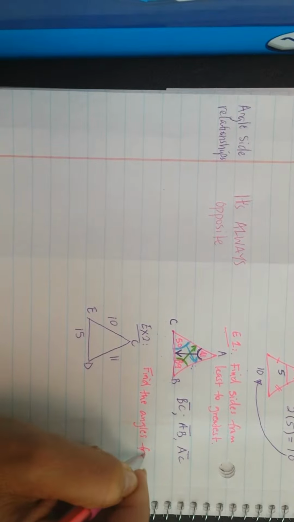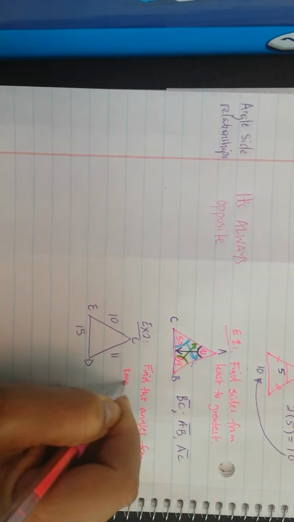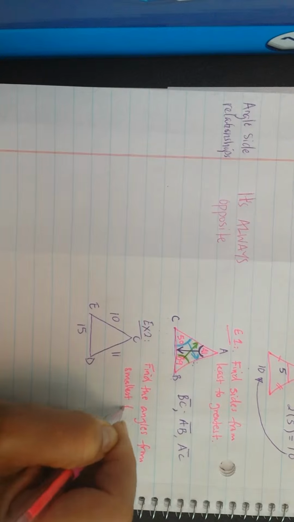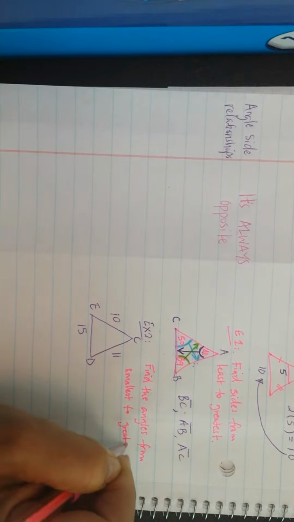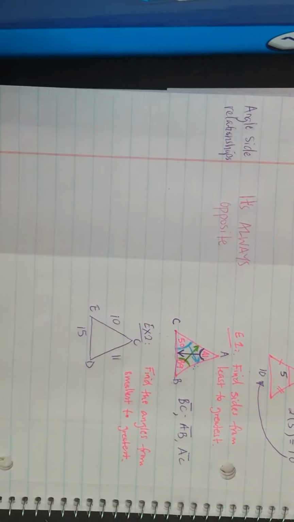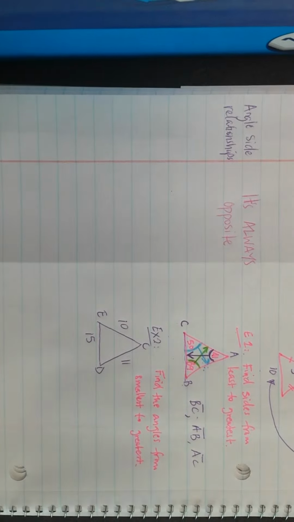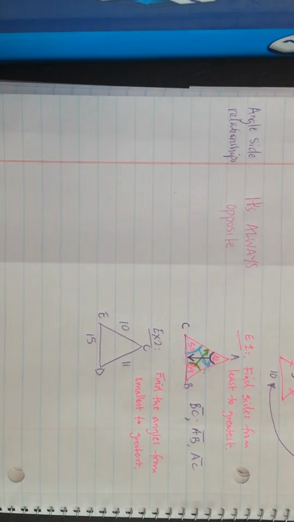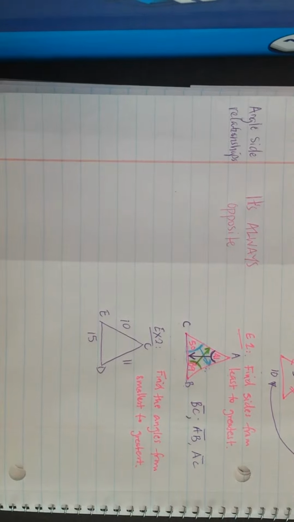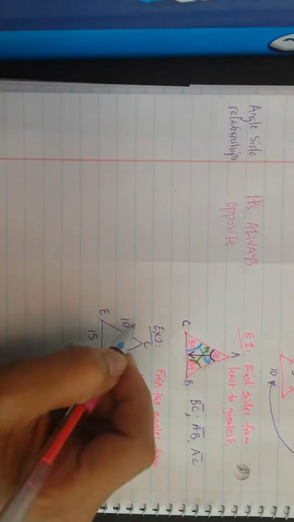from smallest to greatest. Find the angles from smallest to greatest. So again, you find the smallest side. What's the smallest side? 10.